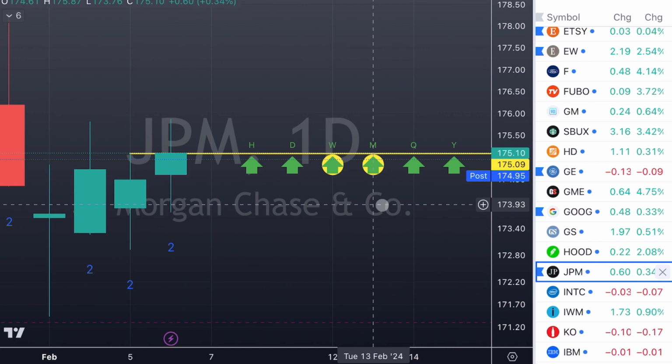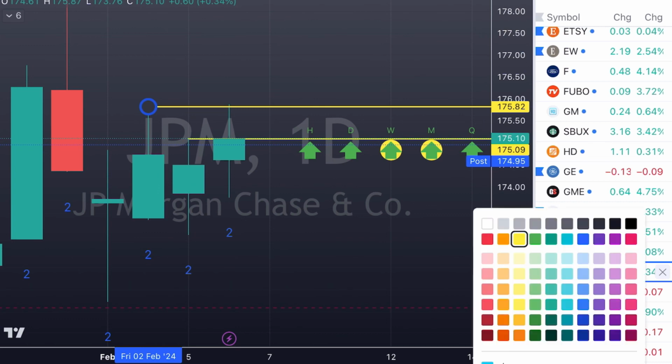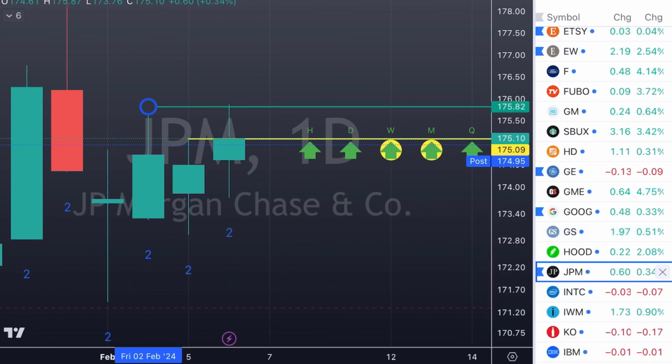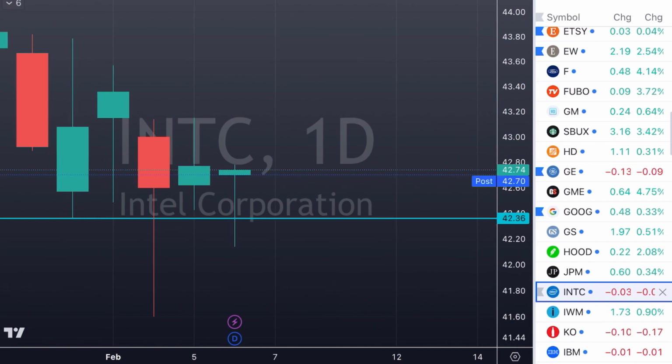JP Morgan, 2-up green. That was on the list from yesterday. Look, guys, look at targets and then reversed. Okay, it told you a story, said what it was going to do, then it did it. If you didn't take profits at the target, I cannot help you guys. You need to follow the rules.